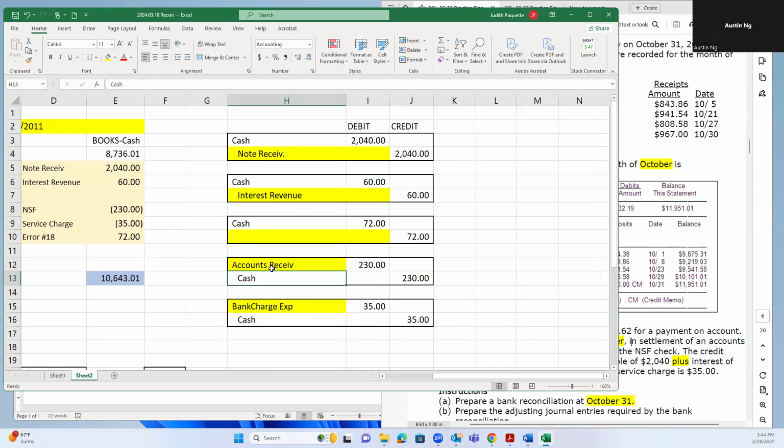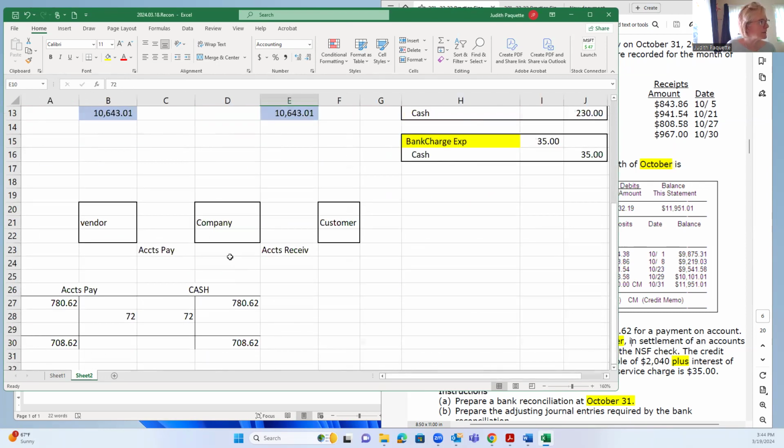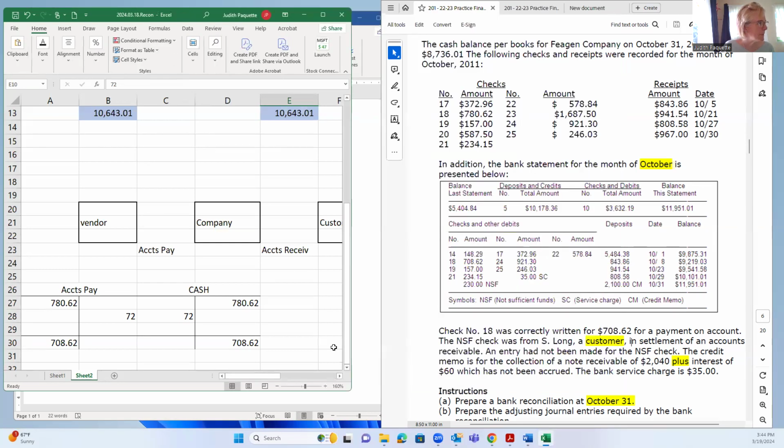And the people in the accounting department have to call the customer up and say, hey, buddy, you don't have any money in your account. Please send us a cashier's check. Okay. Now for this error, you have to pay attention and read, was it a customer check error or was it a company check error? Okay. So let's go back and read, because if it's a company check error, it's going to be against accounts payable. If it's a customer check error, it's going to be against accounts receivable. Okay.